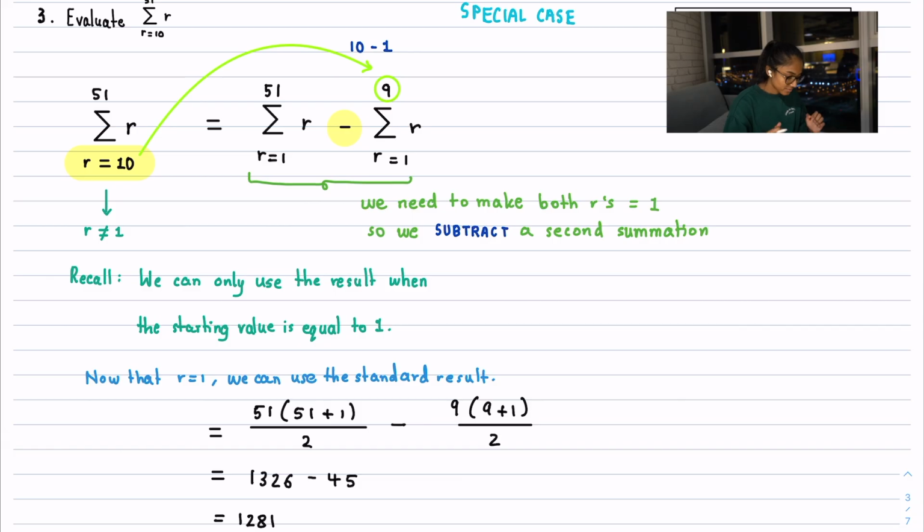So if you got confused, we're going to do another example now, but I strongly suggest that you look over what I just said or write it down. It's really simple.